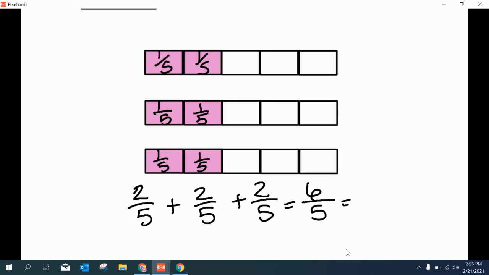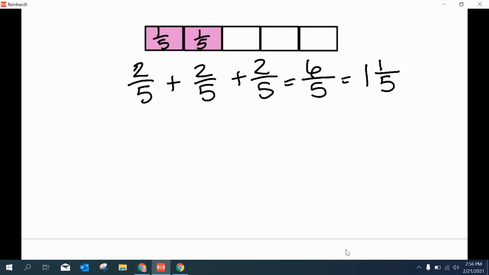This is also an improper fraction, which we have to make to a mixed number. So I'm going to ask myself, how many times does my denominator go into my numerator? How many times does 5 go into 6? 1 time. I'm going to multiply in my head. 1 times 5, I get 5, and I'm going to subtract from my numerator. 6 minus 5 is 1. That becomes my fraction. So 1 and 1/5.